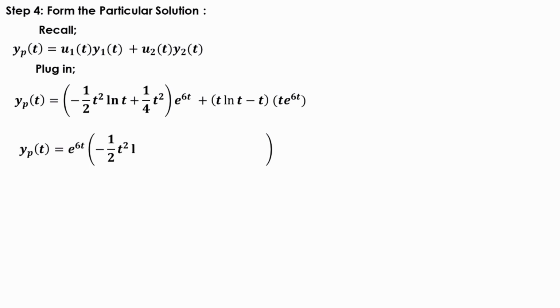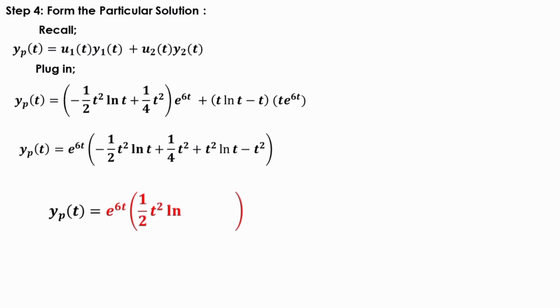So that will give us exponential 60 outside. This is very common. Then minus half t squared ln t plus 1 over 4 t squared. So with that, combine like terms, then add it up inside the bracket. So we are left with yp, this particular solution, is now exponential 60 times 1 over 2 times t squared ln t minus 3 over 4 t squared. So this brings us to the end of today's video.